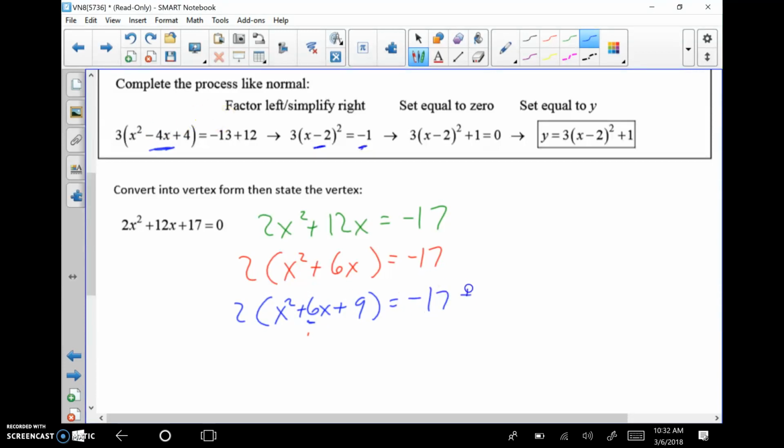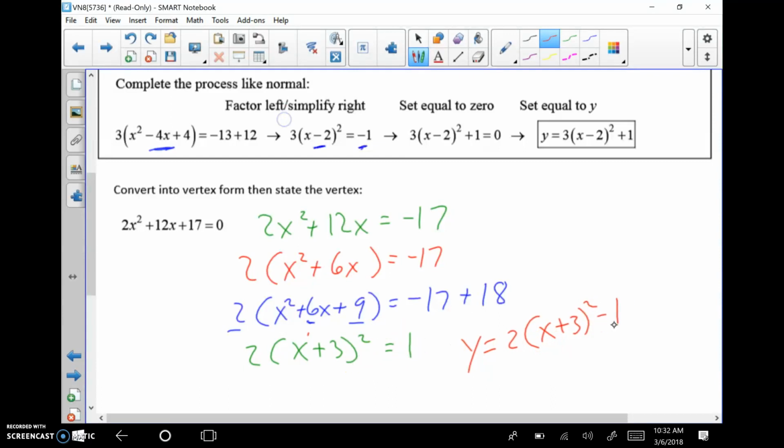But I actually don't add 9 to the other side. I add 2 times that 9 because if I were to distribute, it'd be 2 times 9. So I add 18 to both sides. Factor the left, it's going to be x plus 3 squared. Again, just ignore the 2 out front for a second and just factor it like normal, completing the square. Combine this like normal, 1. And then bring that 1 back over, and I'll get this in vertex form, y equals 2 times x plus 3 squared, and moving that positive 1 over makes it a minus 1.